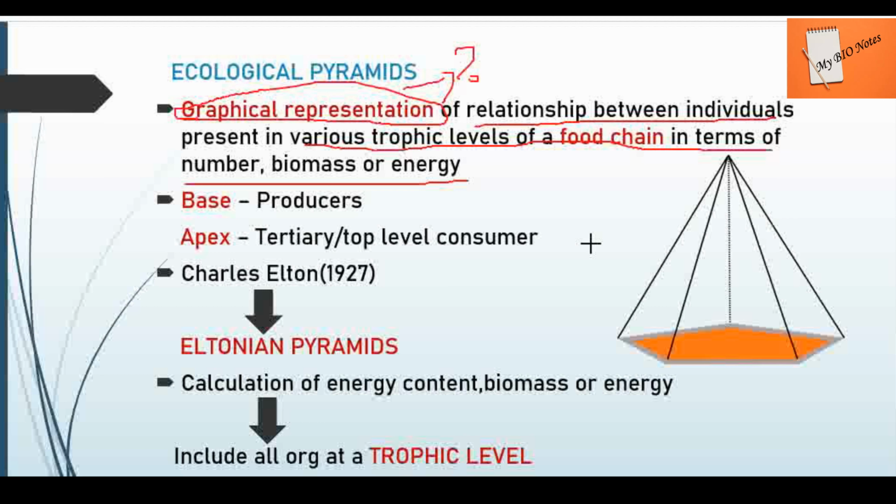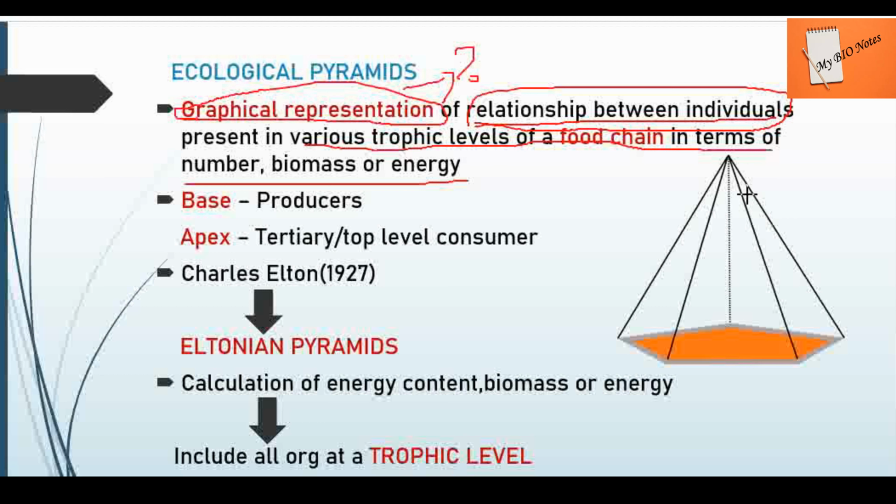What are we going to show? The relationship between individuals present in various trophic levels. In previous lessons you might have learnt what trophic levels there are and what individual organisms are in them. So the relationship between the individuals in the various trophic levels of a food chain, you give in this ecological pyramid in a graphical form.